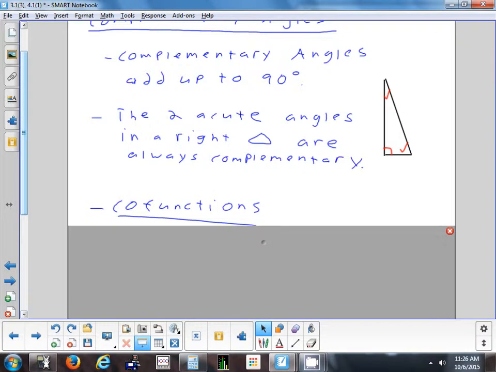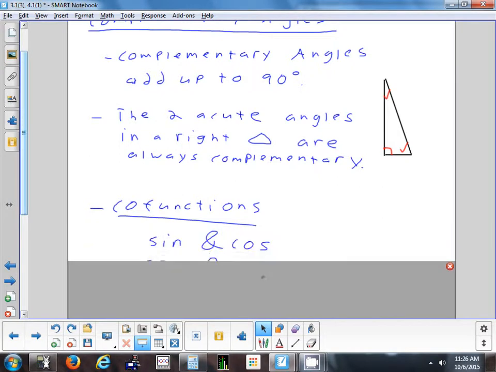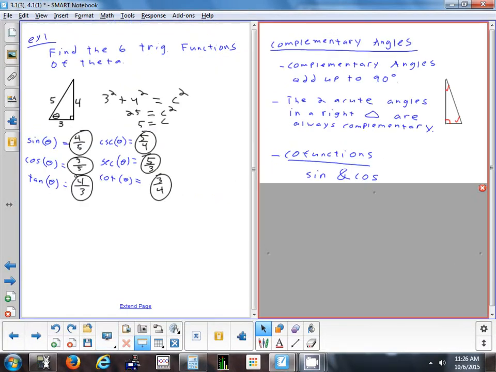We're going to combine it with this idea of what's called cofunctions. Cofunctions are basically when you take a trig function and you put the word co in front of it. It's a different way to pair trig functions up. We usually pair them up like this: sine, cosecant, cosine, secant, tangent, cotangent. When you pair them like that, these are called reciprocals. You flip one to get the other. These are called cofunctions.